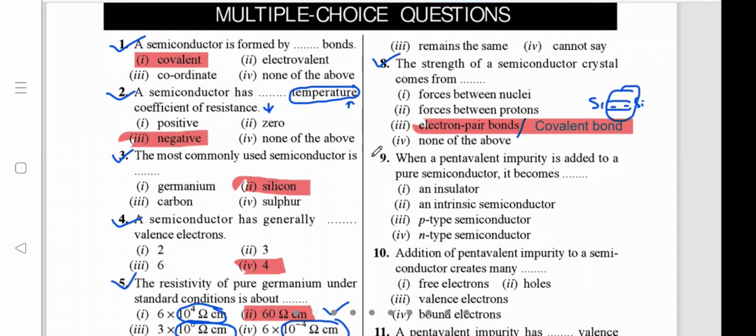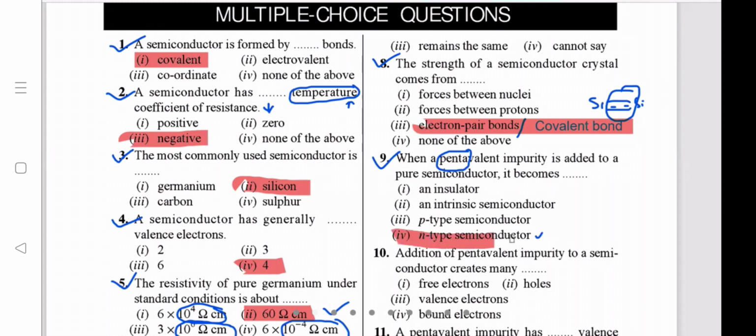So next question: when a pentavalent impurity is added to a pure semiconductor, it becomes an, so pentavalent impurity is added, meaning a semiconductor has 4 valency. When a pentavalent impurity is added, 4 will make 4 bonds, and 1 electron, penta means 5, 1 electron will be extra. So jitna pentavalent impurity will be added, that many electrons will be extra. So the semiconductor will have extra electrons. So the semiconductor will become an N-type semiconductor. So this will be the answer.